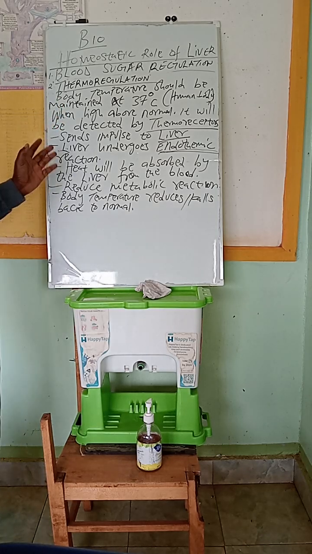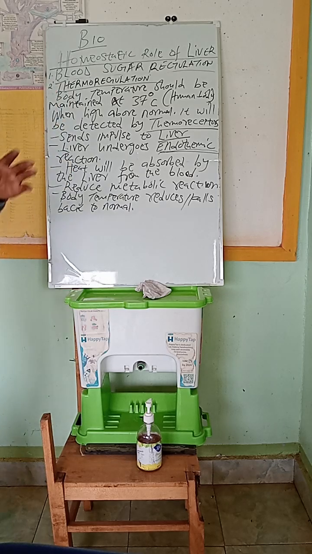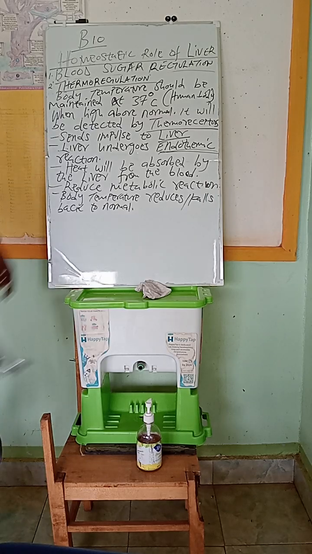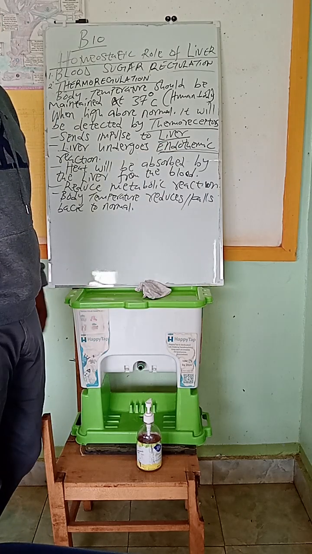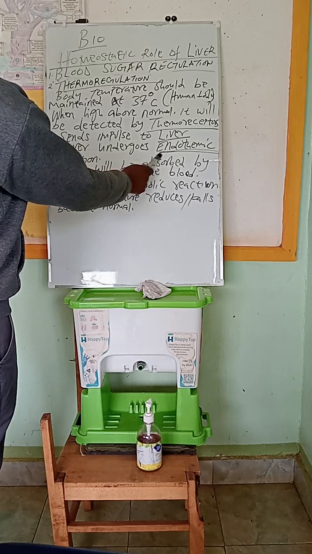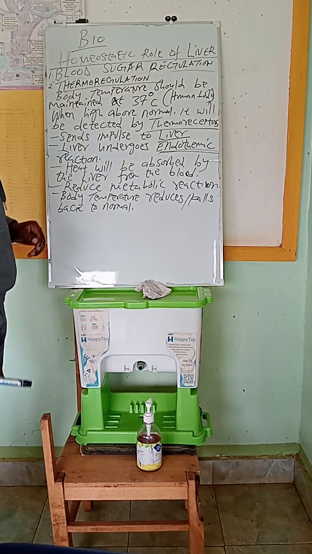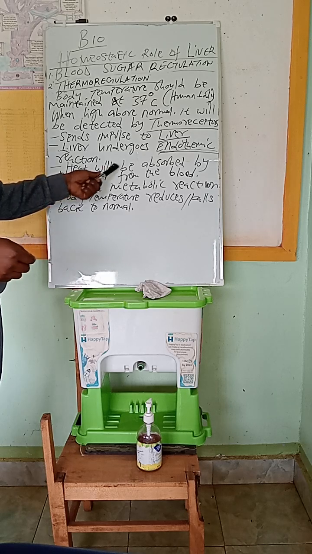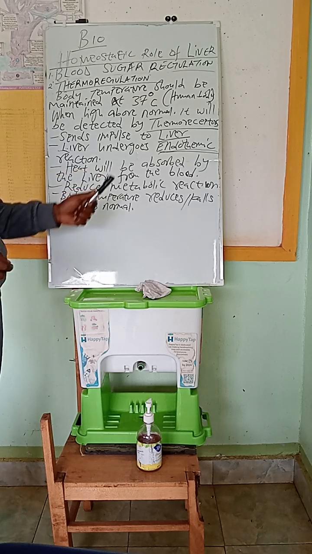So our body temperature can go high beyond 37 or low below 37. When it's high above normal, it will be detected by the thermoreceptors. These thermoreceptors will send impulses to our liver. Then the liver will undergo endothermic reactions. This one is about absorption, the heat absorbed by the liver from the blood.